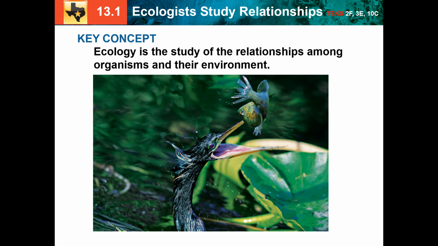This is Chapter 13, Section 1, and it's on how ecologists study relationships. The key concept here is that ecology is the study of the relationships among organisms and their environment. So in this picture, you have this little bird hopping up here and trying to grab this fish. So we've got two organisms, and they're interacting in their environment.